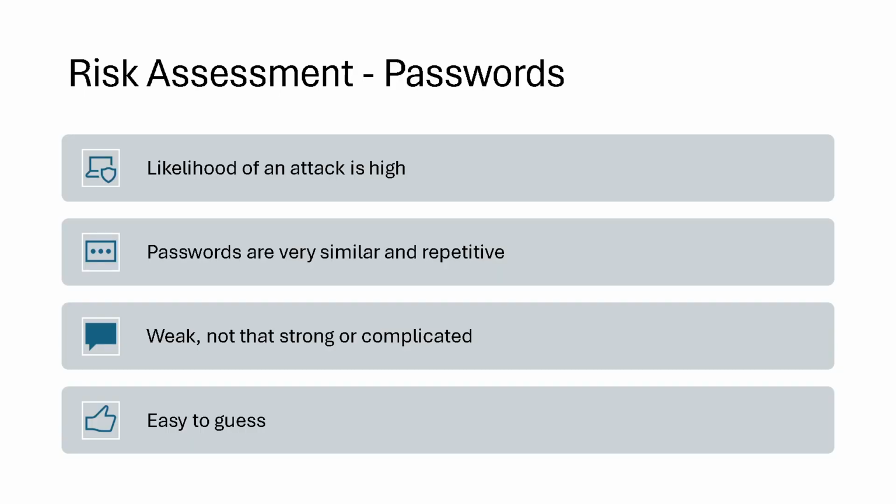For the passwords, the likelihood of an attack happening through this is probably the highest out of all of my four vulnerabilities. My passwords across all platforms are very similar and repetitive. They contain personal information like my birthday, the year I was born, stuff that can be linked back to me. They're not complicated, so they're pretty weak. And if an attacker were to guess one of them, they would probably be able to guess all of them for all my accounts that I use.